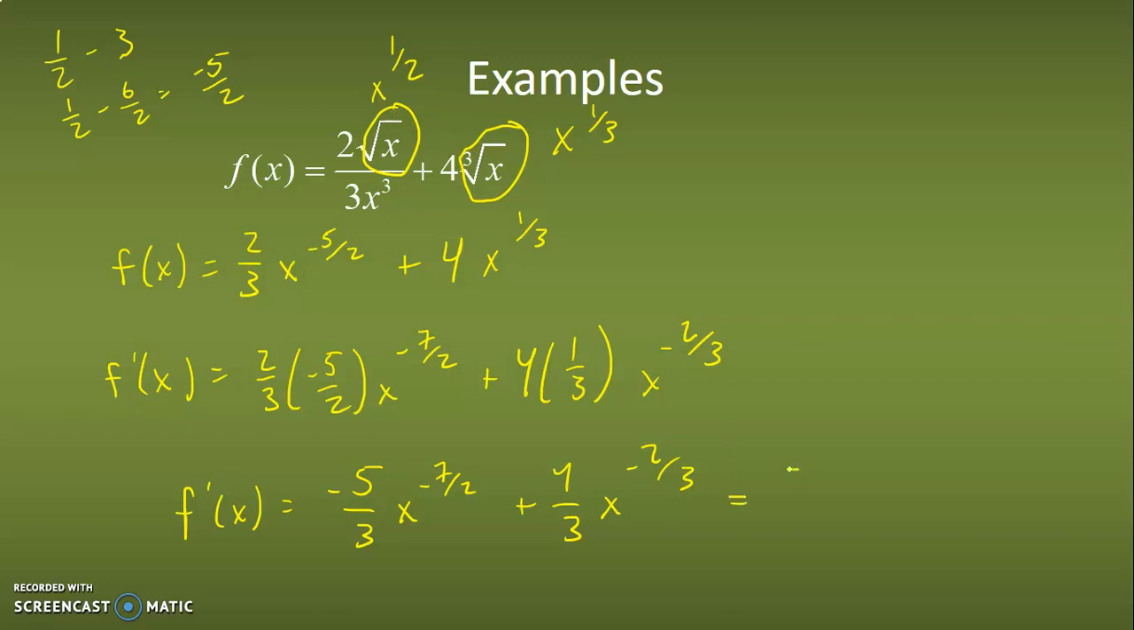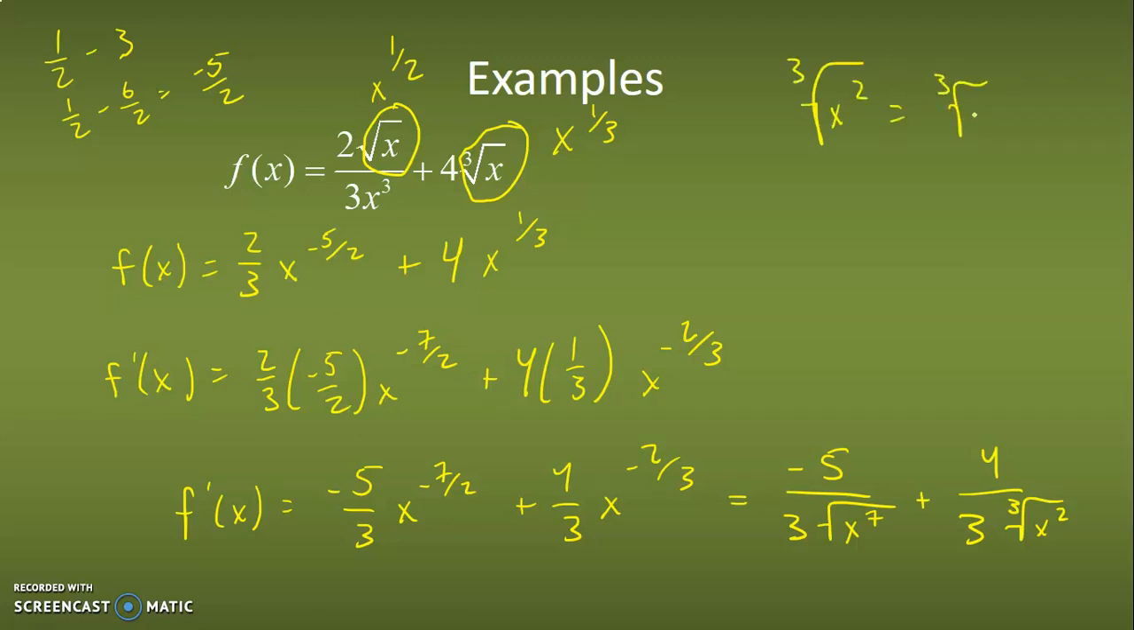So you might see something like negative 5 over 3 times the square root of x to the 7th. Negative exponent needs to go on the bottom. Plus 4 over 3 times the cube root of x squared. That squared can be inside the root, or it can be outside the root.